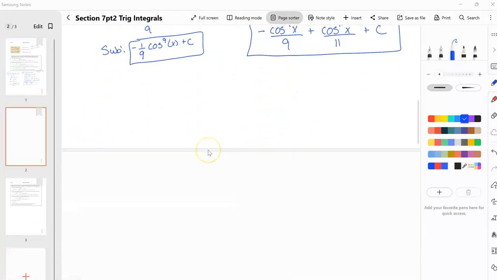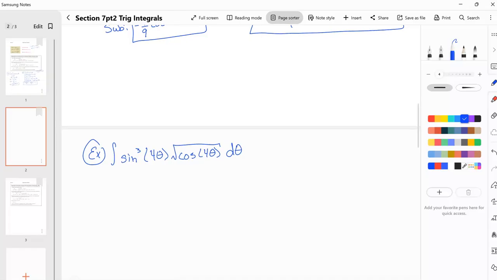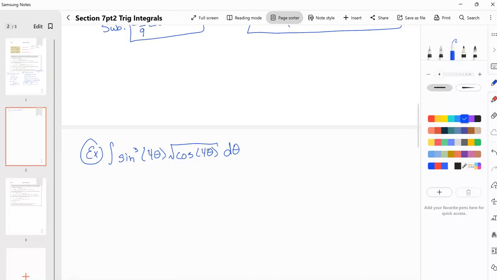Let's look at another one. Let's say we want to integrate sine cubed of 4 theta times the square root of cosine of 4 theta d theta. So it'd be nice if we could reserve one of these sines, because I can't really do a lot with this since it's under the radical. So let's do a rewrite here. We're going to reserve a sine, and that's going to leave us with a sine squared.